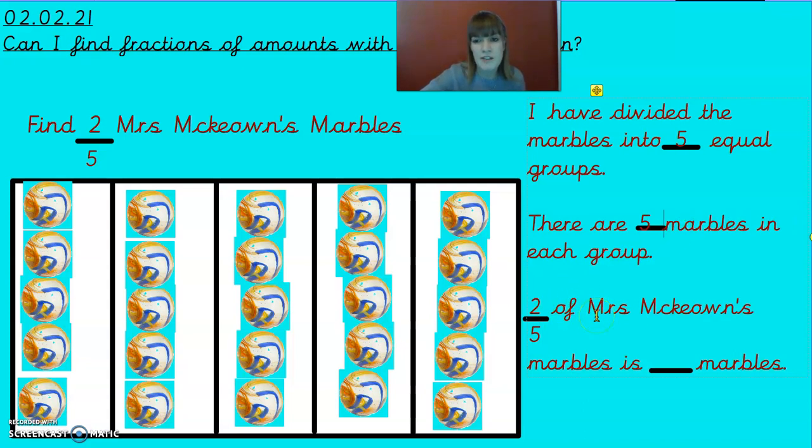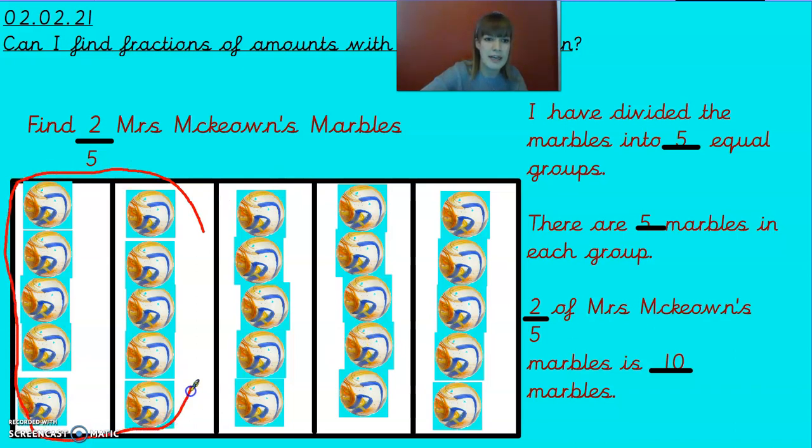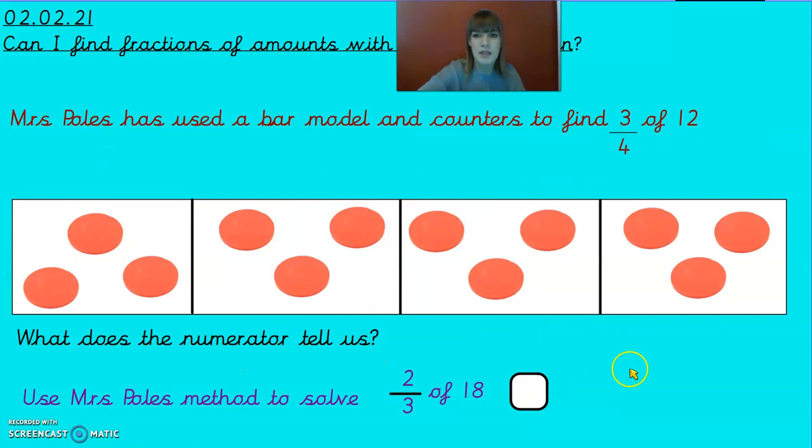Okay, so 2/5 of Mrs. McEwen's marbles was 10 marbles, as I showed you on the other page, isn't it? I just circled 2 columns and I counted how many are in there, and that would tell you 2/5. Massive well done if you're getting this. Let's move on to the next page.